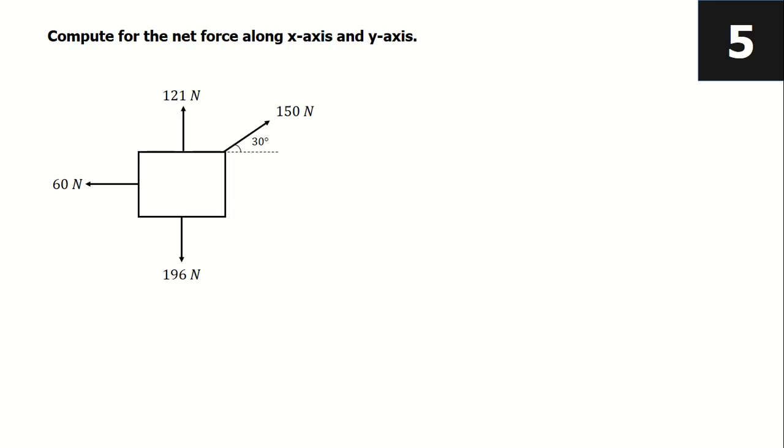Now for item number 5, we are to compute the net force of this object experiencing 4 forces. So we have a 121 newton force directed upwards, while downward there is a 196 newton force. To the left there is a 60 newton force, and we have a force of 150 newtons directed 30 degrees from the x-axis. So this is where your knowledge of vector resolution will come into play.